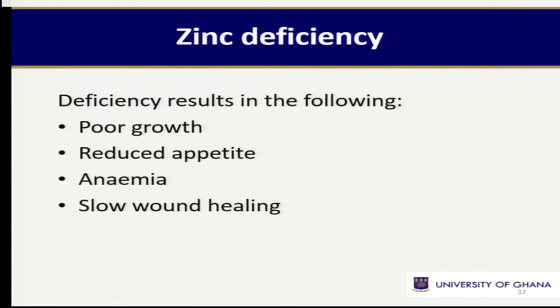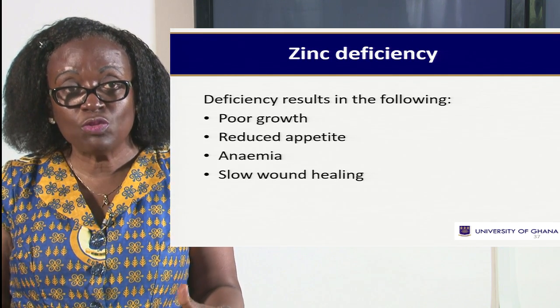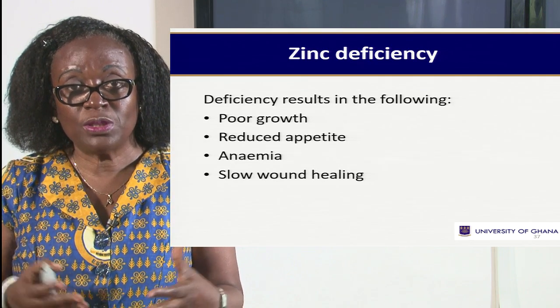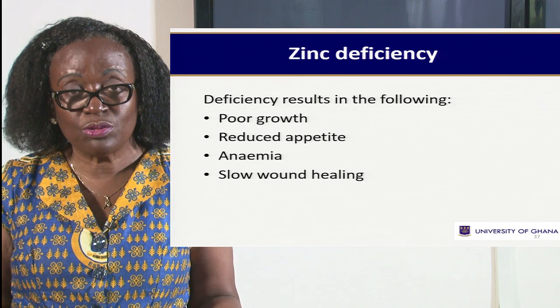So zinc deficiency, what do we see? We see poor growth, because if you recall, I linked it to protein functions in the body. And for children, you need the protein for growth. And if there is no zinc, how can they grow? Because the proteins cannot function properly. I also linked it to many enzyme systems. And the enzymes are there to help with all reactions in the body. So if zinc is lacking, this cannot go on.